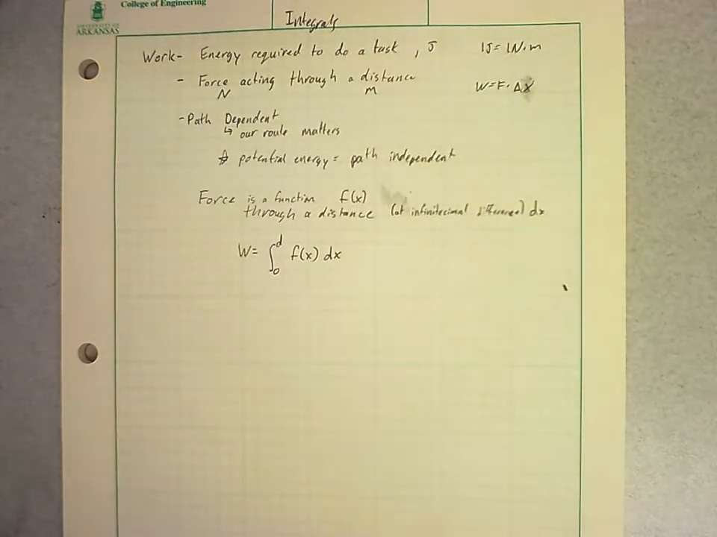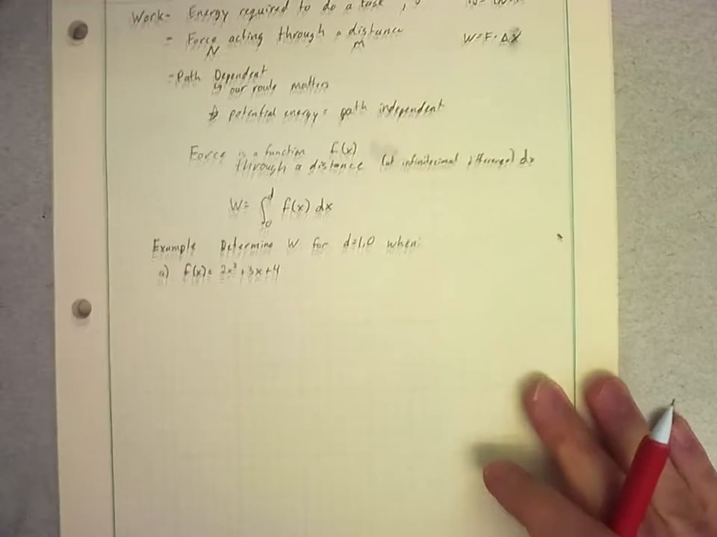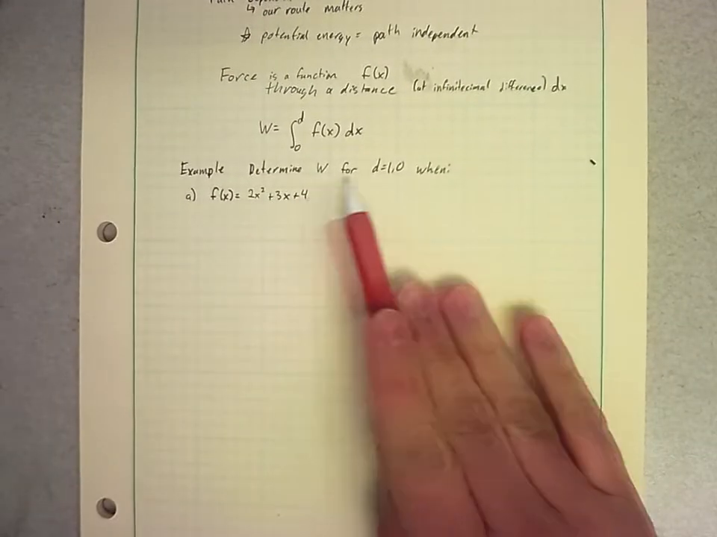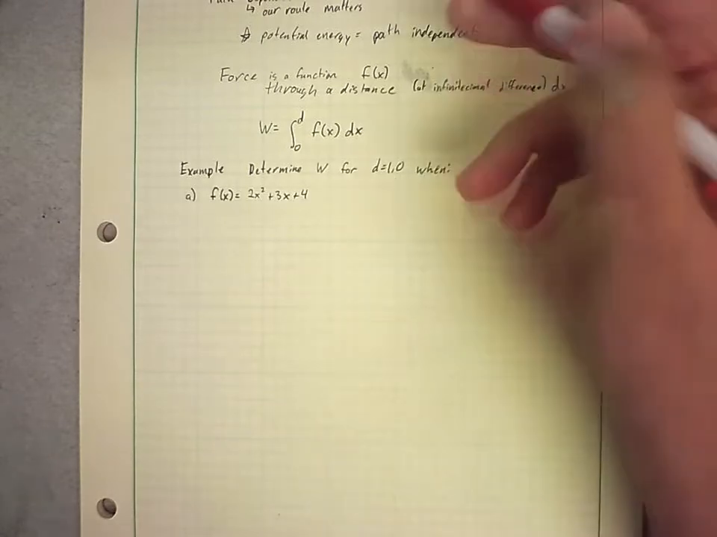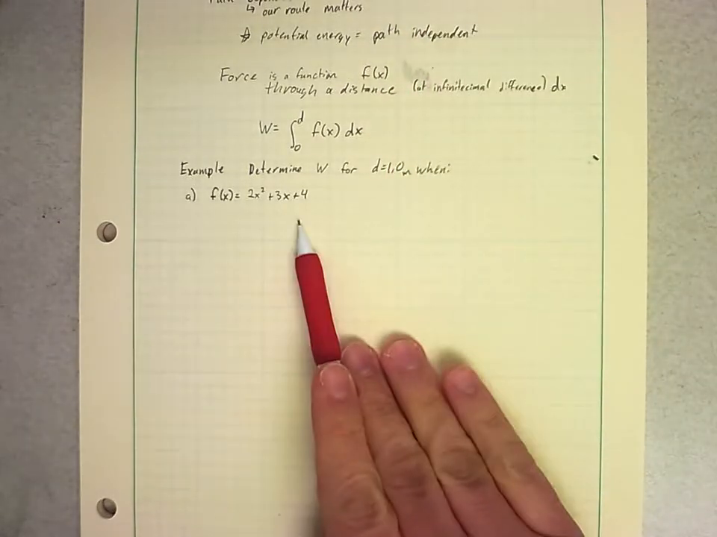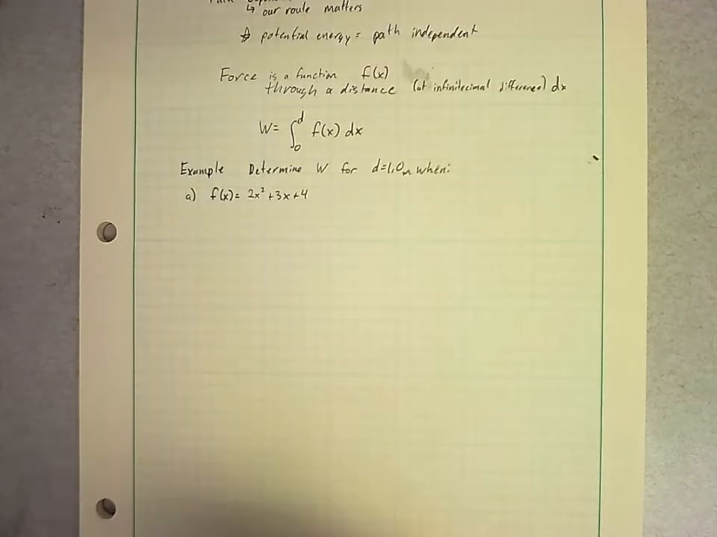All right, so let's try that. Okay, so again, what we're trying to do here is determine the work for a distance of 1 meter when we have these different functions. So the first one is a polynomial. So we'll start with that.